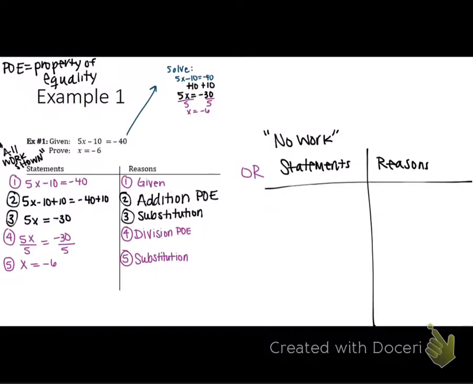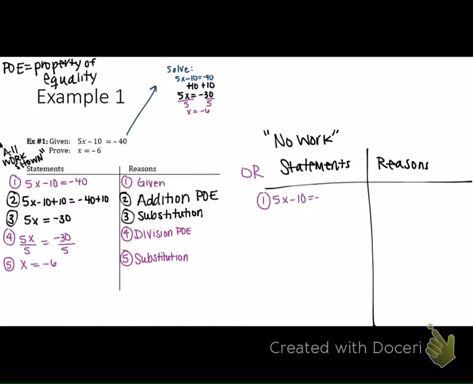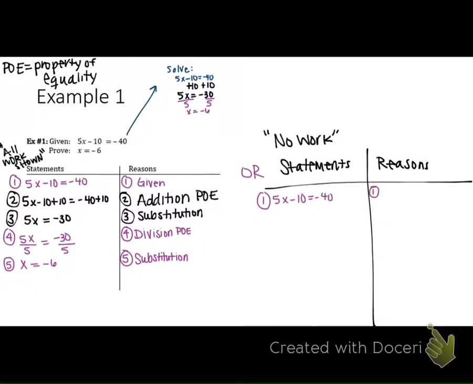So we still start with the given information. What is our reason for starting with the given information no matter what, Grace? What do we always write down when we write down the given? We write down the equation and what goes in the reason spot no matter what? Given.